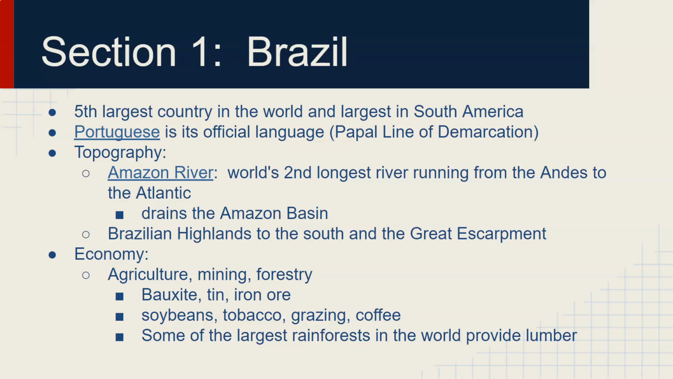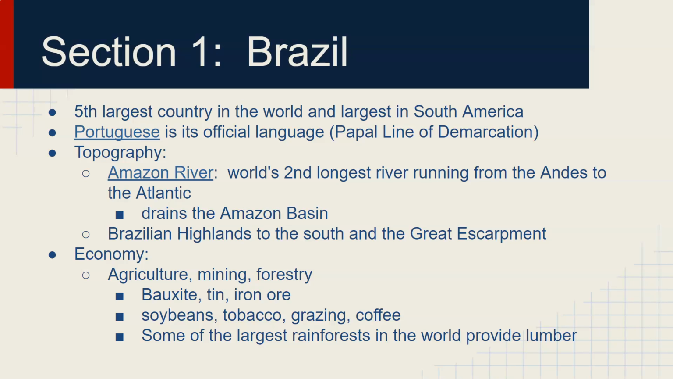As far as the topography, the physical landscape, the Amazon River is found mostly in Brazil. It's the second largest river by total length, although some geographers argue that it's the longest, but it is the largest by total volume of water. There's kind of a race between the Nile River and the Amazon, depending on how you measure the river itself. And so it's the second largest.